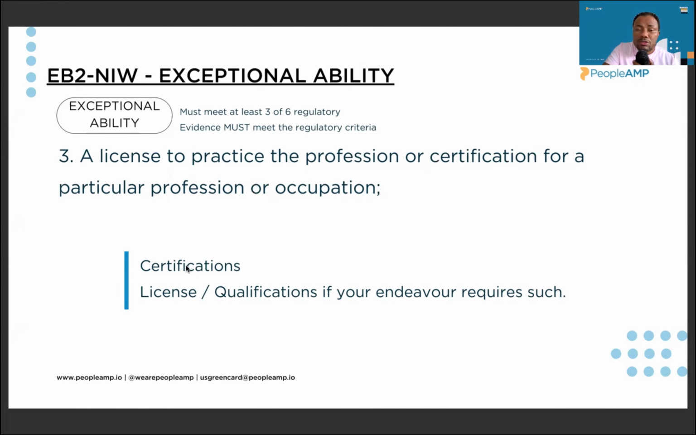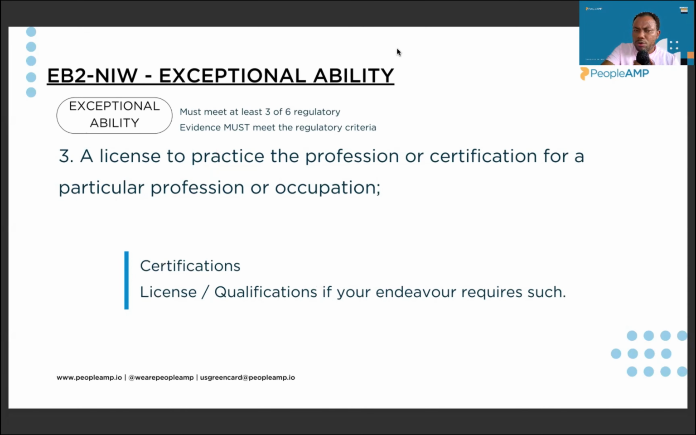Maybe you are an HR person, you have CIPM, you have HRPL, which is HR professional license, you have SHRM, you have this kind of certification. You can use that here as an example. Now, maybe you are a data scientist and you have some Microsoft certification, or some trainings from a global company that shows you have a certificate enough to prove that you're an expert in this profession. This also works for you. So you can use your certification record, your license record, and any qualification your endeavor requires, you can also put that here, and that is number 3.